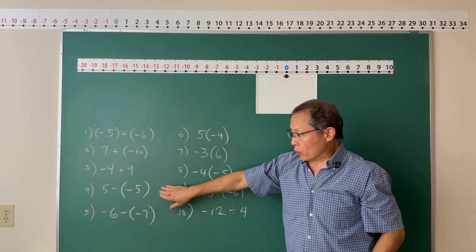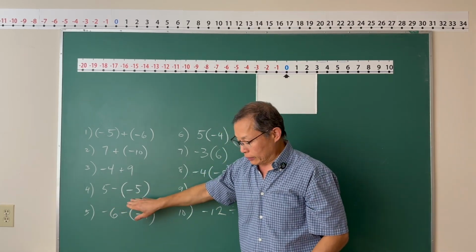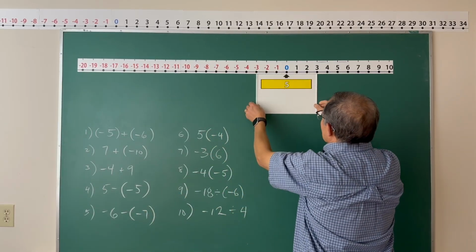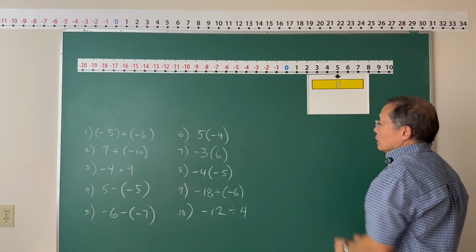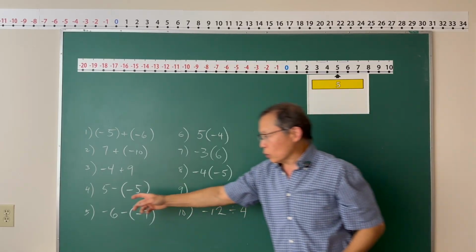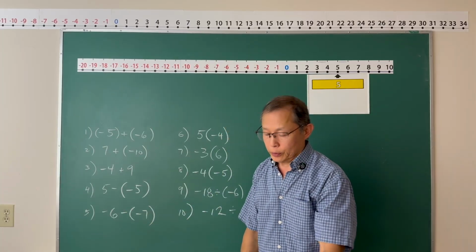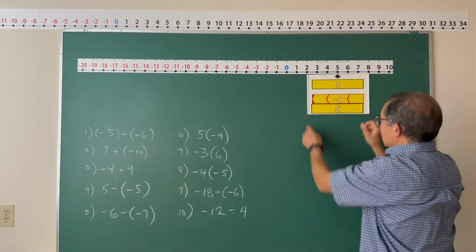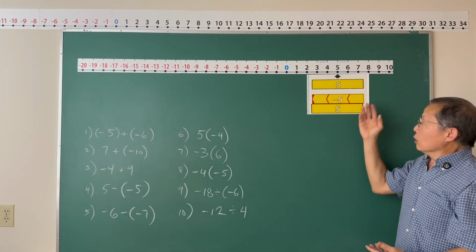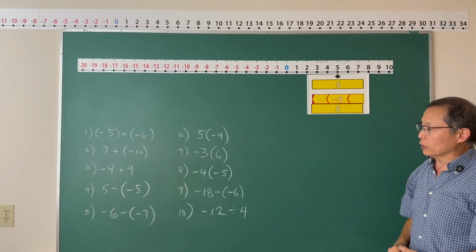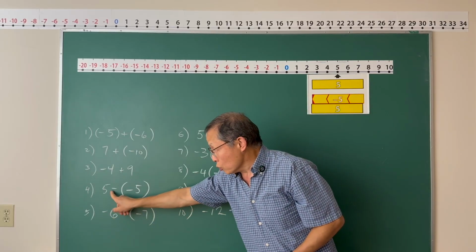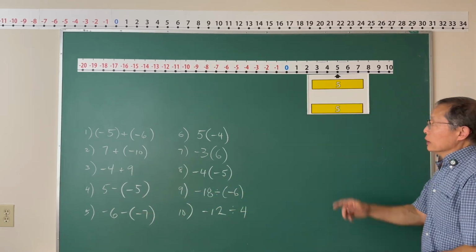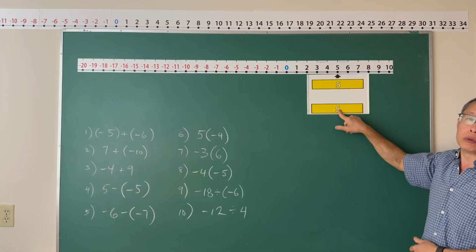Question number 4 is 5 take away negative 5. So we can start with the 5. That's not a problem. It moves to 5. Now, how do we demonstrate take away negative 5? We do the following. We're going to take the 0 pair and put it into the basket. And the kids should understand, oh, that doesn't affect anything. We still sit here. But now we're going to remove a negative 5. And they see that, oh, we just jumped forward 5.